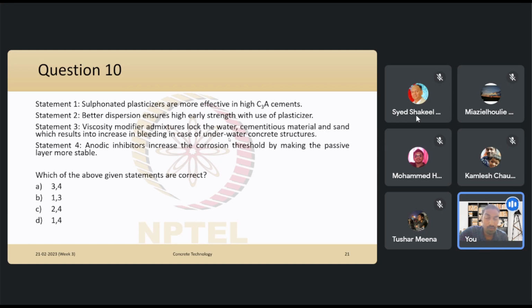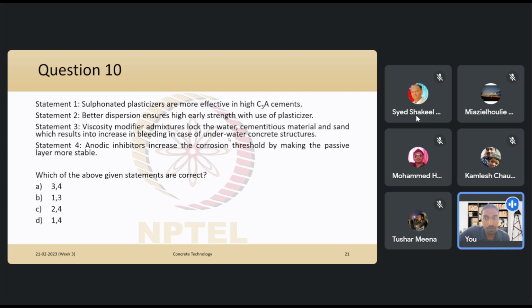When we are using the viscosity modifier, we are saying that it is not going to happen because the water and the cement materials and the fine aggregates are going to be locked together, so the water is not free to come out, right? So the bleeding will actually reduce when you use the viscosity modifier. Therefore statement 3 is incorrect in saying that the bleeding will increase, right?